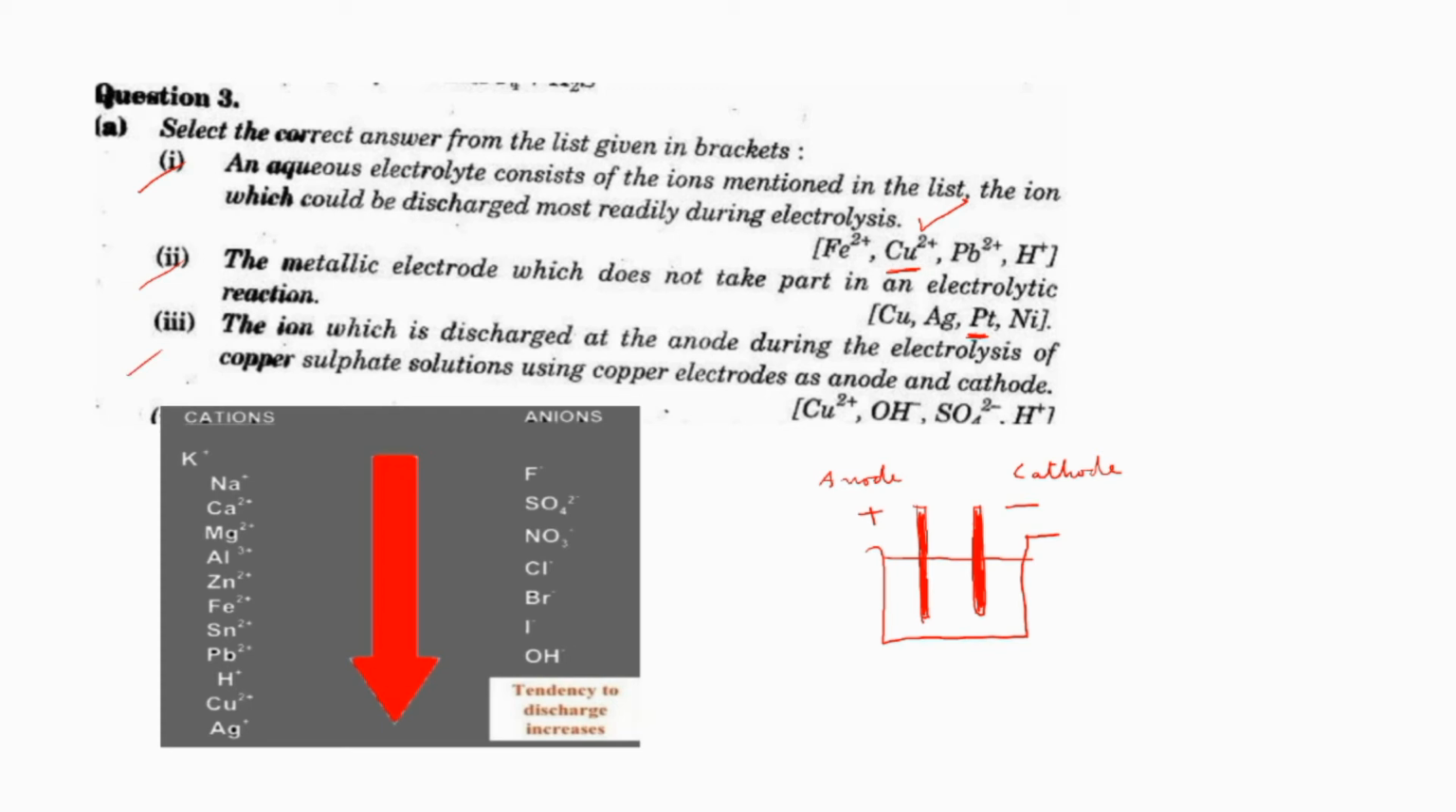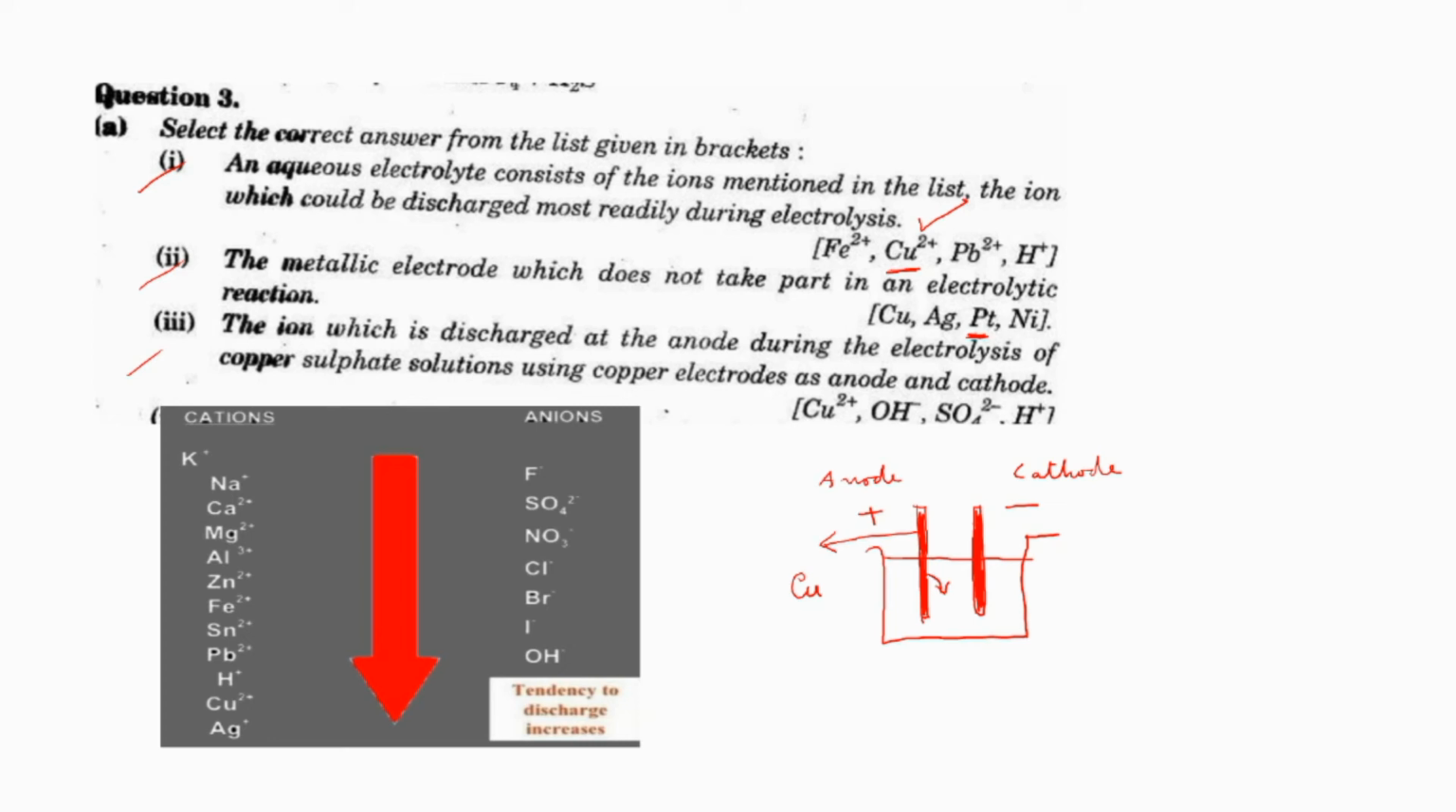See this one. The ion which is discharged at the anode during the electrolysis of copper sulphate solution using copper electrode as anode and cathode. Remember, whenever you get this kind of question, immediately draw one electrolytic cell and mark the cathode and anode. Here what is the difference? The electrode is not platinum. Instead, we have taken copper electrode. So they are asking which ion will be formed at the anode. Remember, whenever you connect an active metal electrode to the anode, what will happen? That metal will have more tendency to give away electrons.